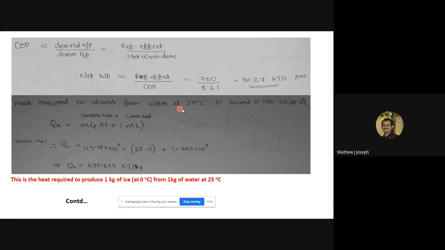Here we are taking liquid water at 25 degrees Celsius. We need to transform it to solid ice at 0 degrees Celsius. So here there is a phase transformation, and at the same time we have to remove the heat from the water also. So what are the steps involved in this conversion of liquid water to solid ice?